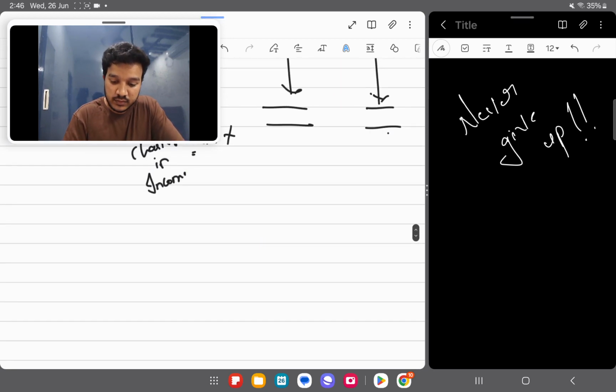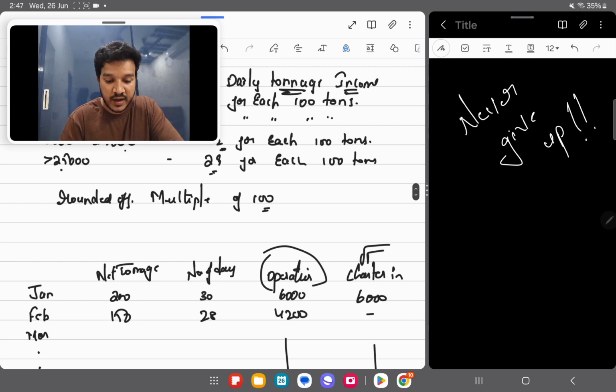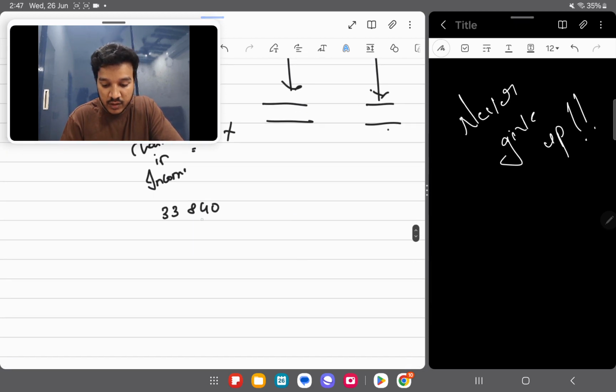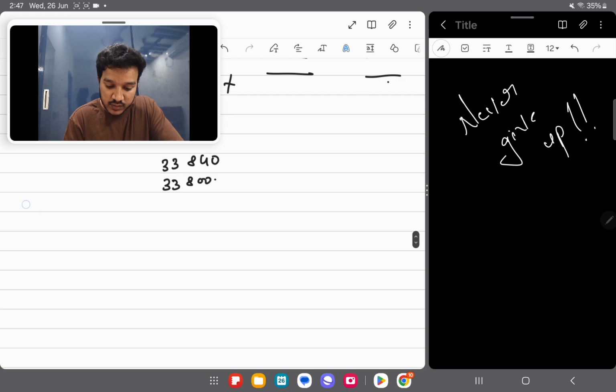So 33,840. First and foremost, it should always be in multiples of 100, right? So what is the nearest multiple of 100 here? It will be 33,800, right? So for the first 1000, up to 1000, it says 70 for every 100 tons.